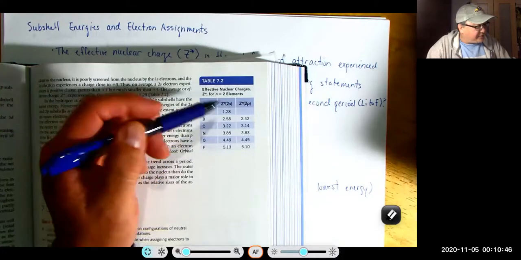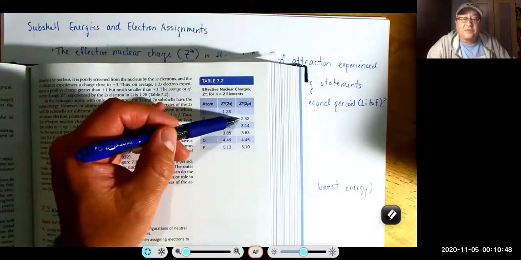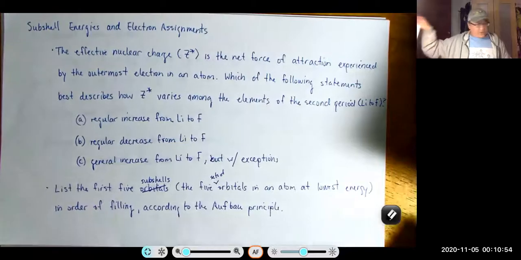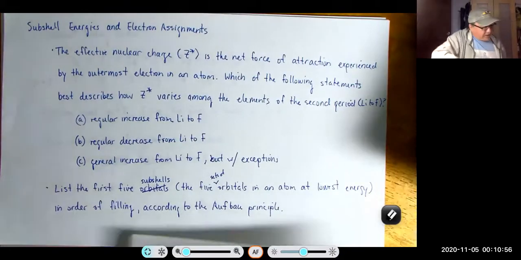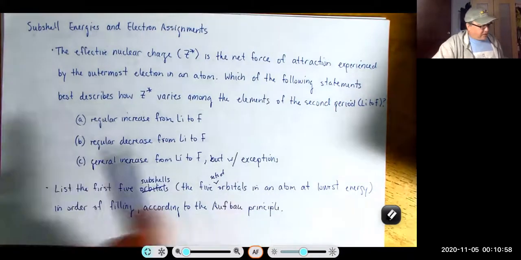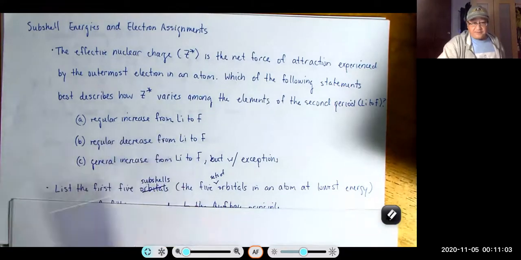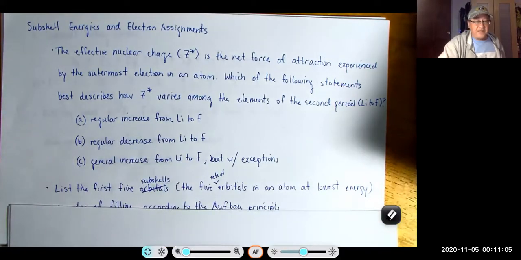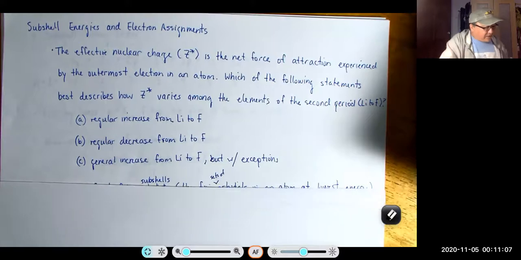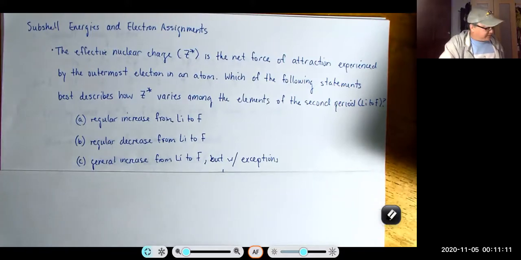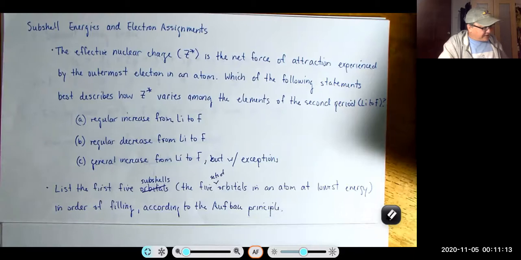So it's the same type of trend, and it's the same for the 2p. Notice that the effective nuclear charge increases because the nuclear charge increases. So the answer to our question, which best describes it, is there's a regular increase from lithium to fluorine. Okay. And here it says general increase from lithium to fluorine, but with exceptions. No, there aren't any exceptions. Let's look at this next problem.